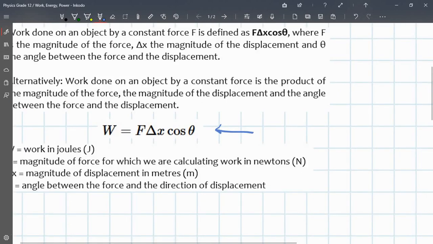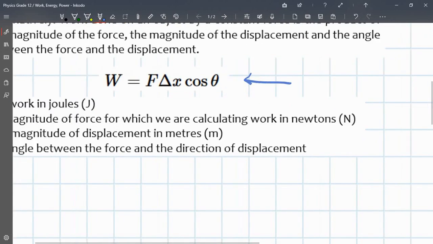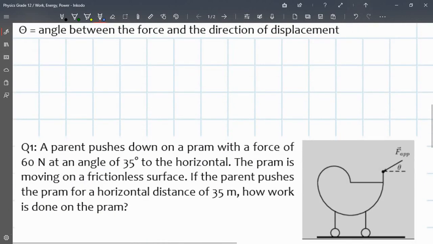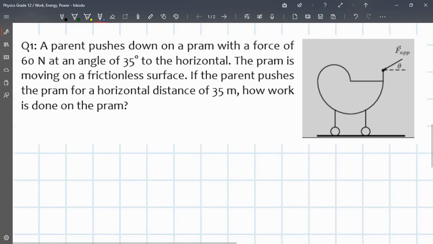It's quite simple, but what you should already know is that W is work done in joules, and you have the magnitude of force in newtons, the magnitude of displacement in meters, and the angle between the force and displacement. That just explains what the formula does. Right, so I'll do a quick example. We'll do a few in this video.